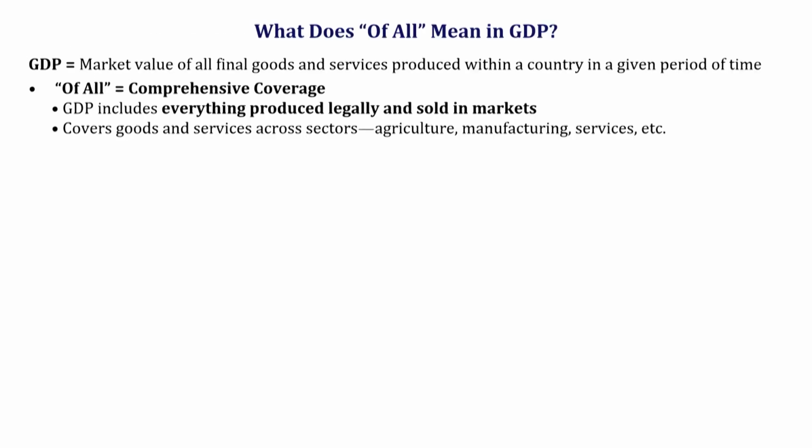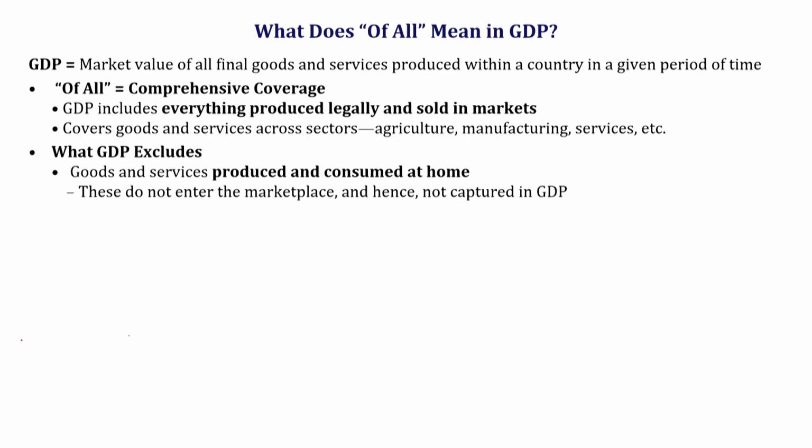Another component is "all". GDP, as I already mentioned, is the market value of all goods and services produced within a country in a given period of time. So "all" means comprehensive coverage. GDP includes everything produced legally and sold in markets. It covers goods and services across sectors, agriculture, manufacturing and services, etc. All these are included in the GDP measurement.